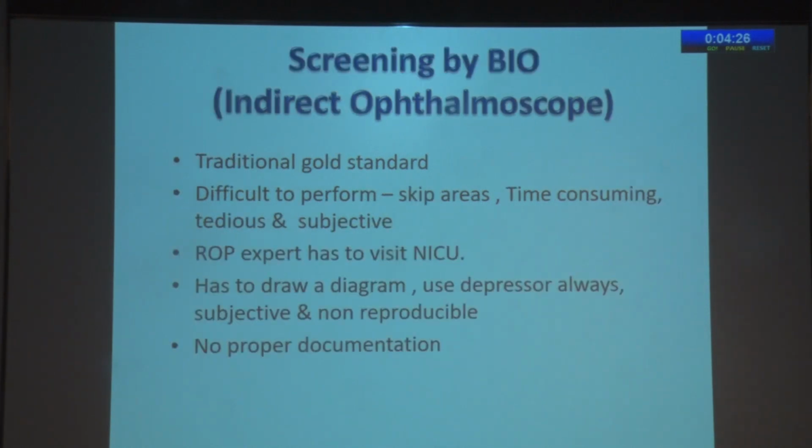Screening by BIO, that is the indirect ophthalmoscope, is the traditional gold standard but difficult to perform because it is a tedious job. We can skip areas because we have to evaluate 360 degrees. It is time consuming, tedious, and many people shy away from doing it. The ROP expert has to visit the NICU, give a lot of time, draw the diagram, and there is a need for a depressor. It is subjective, it can vary between different doctors doing the ROP screening, and there is no proper documentation.